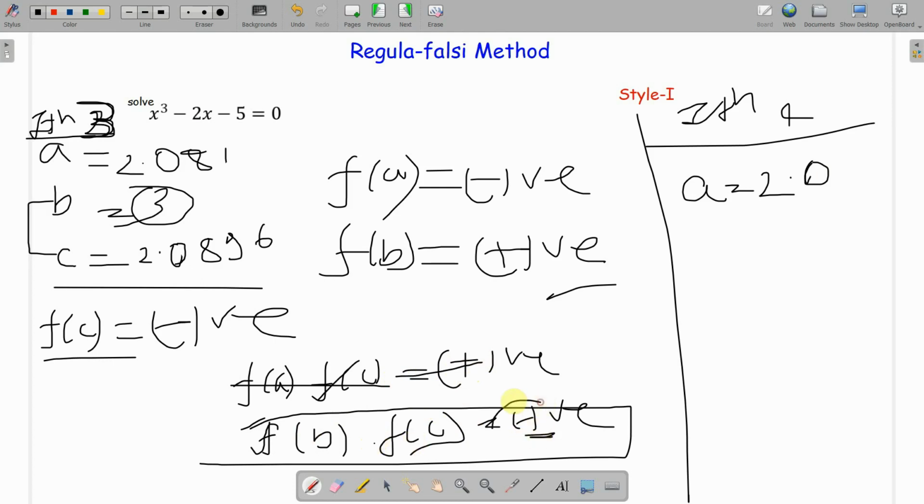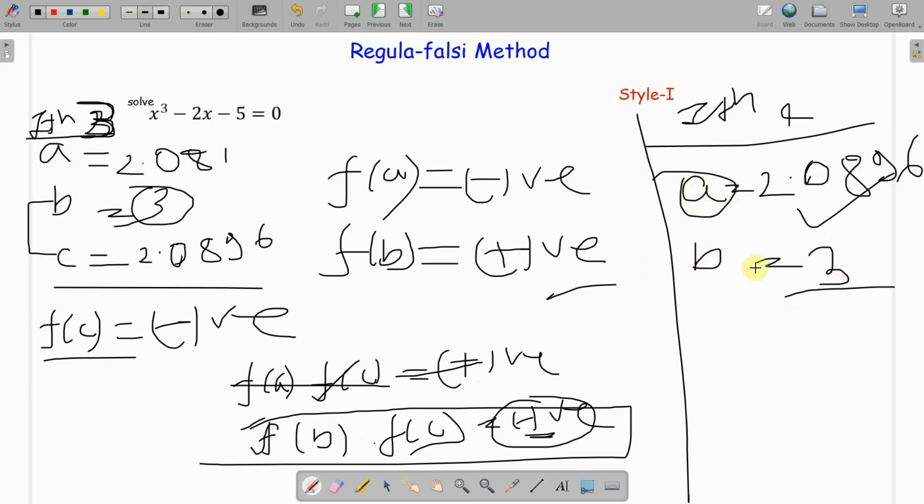FB into FC is coming negative. So your root will be in between C and B. So what will be the A value? A will be 2.0896. A value will be updated, and B value will be the same, because B will remain, right, C and B. So C value becomes A value and B value will be same.